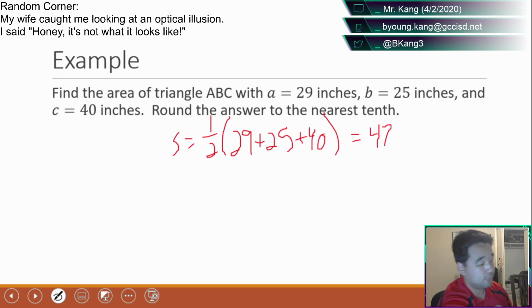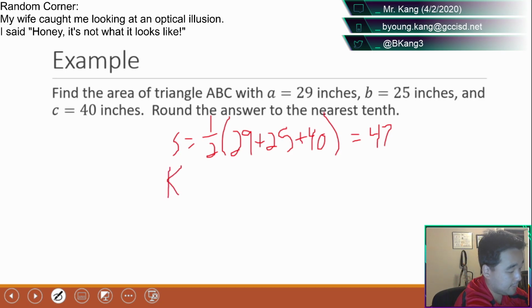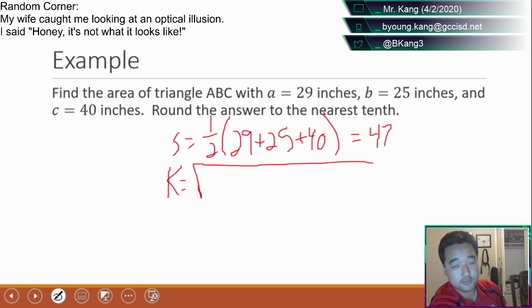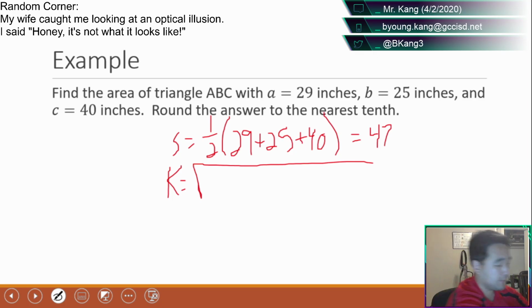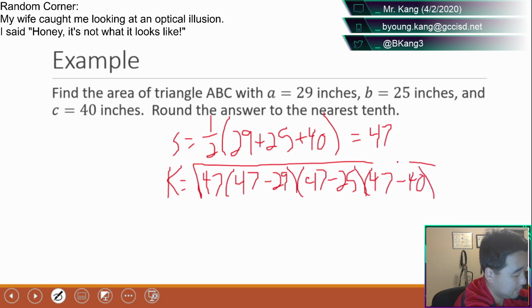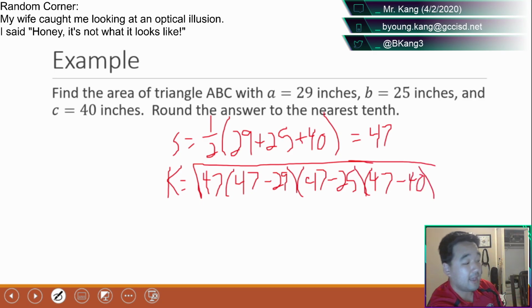And then you want to plug into Heron's Formula. So Heron's Formula, again, just like Law of Cosines, it's longer, but as soon as you plug it in and type it in, it's just calculator work. So S times S minus A times S minus B times S minus C. And if you did S correctly, S should be bigger than all of your side lengths.